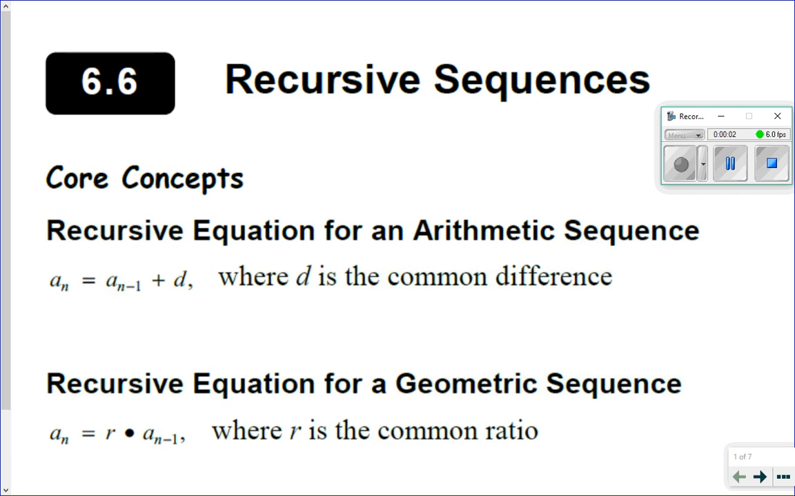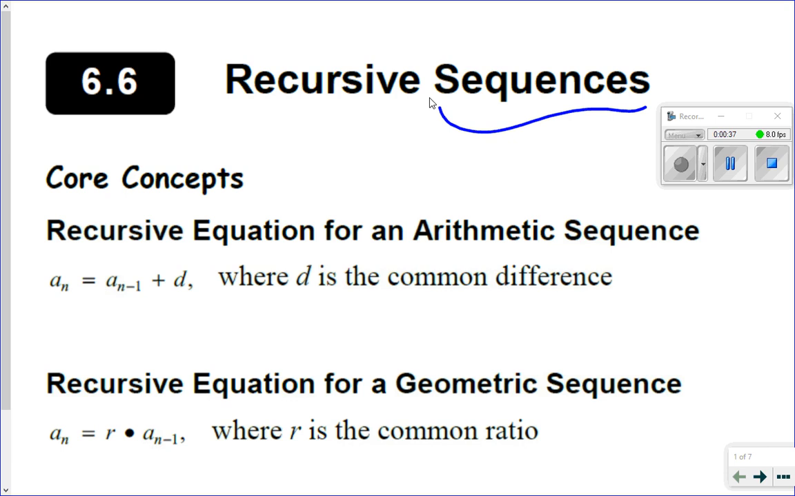So for lesson 6.6, we are going to look at the two types of sequences that we've been working with, which are both geometric and arithmetic. And we're going to look at them from a slightly different point of view and explore a different equation that helps us define or describe the sequences similarly to the way that the explicit equation or the explicit formula did. This one's just a different version. So we're still talking about sequences, and in this case, we're looking at the recursive.